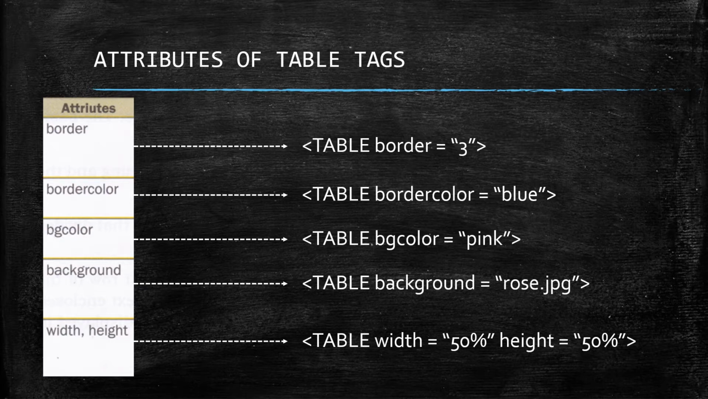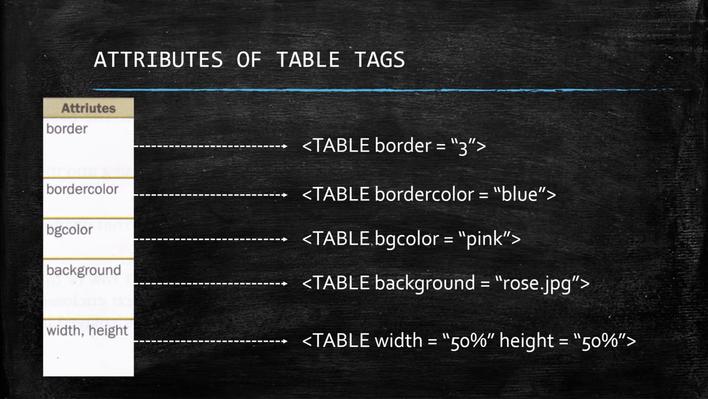With these tags, we can have many kinds of attributes in order to customize our created table. Now let's discuss the attributes that we can use inside the table tag. First one is border. We can add a border to the table using the border attribute. Next, we have the border color. We can change the color of the border by using the border color attribute. Next, we have the bg color. The bg color attribute allows us to change the background color of the table.